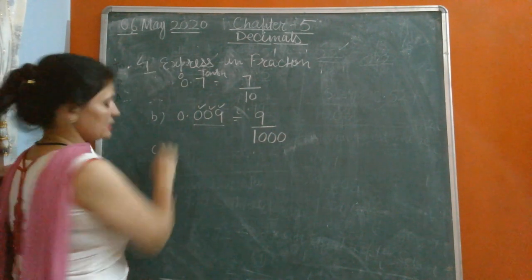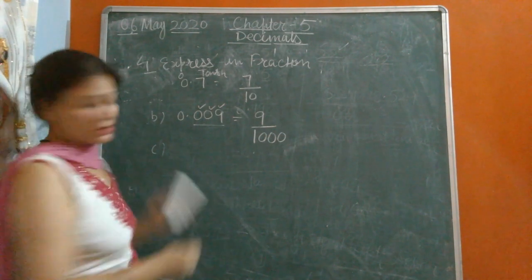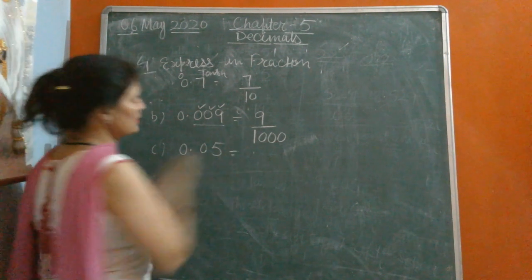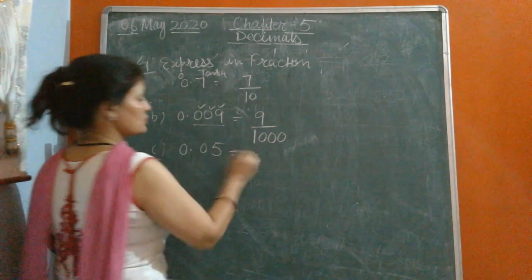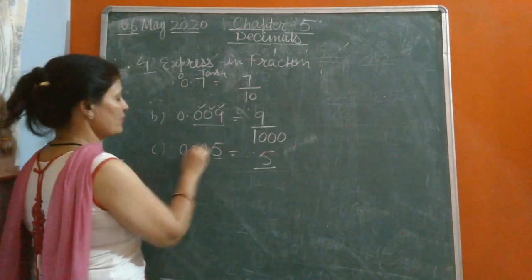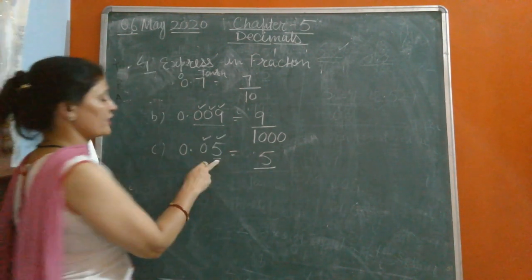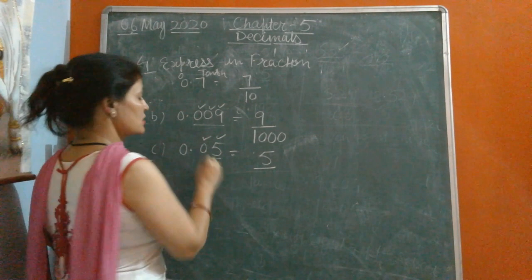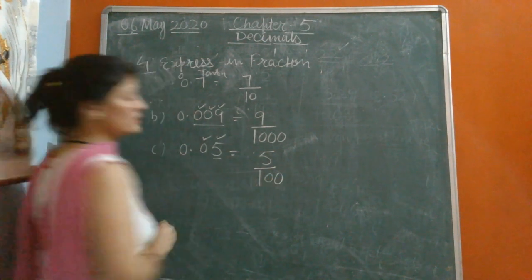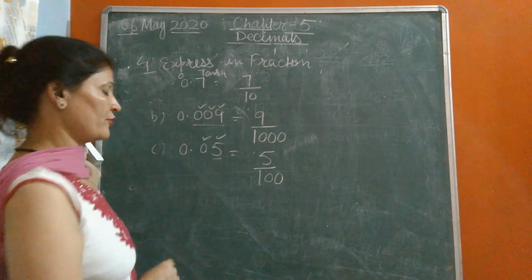Now part C is 0.05. So we will take 5 in the numerator. And how many digits are after the decimal? 2 digits. So we will write hundreds, 5 upon 100.